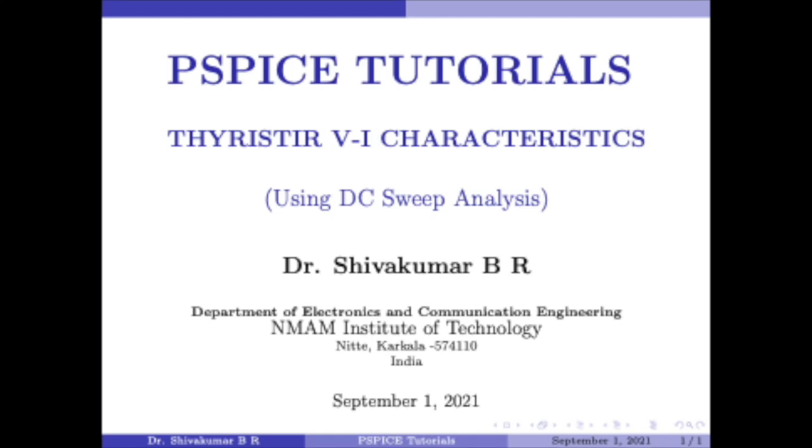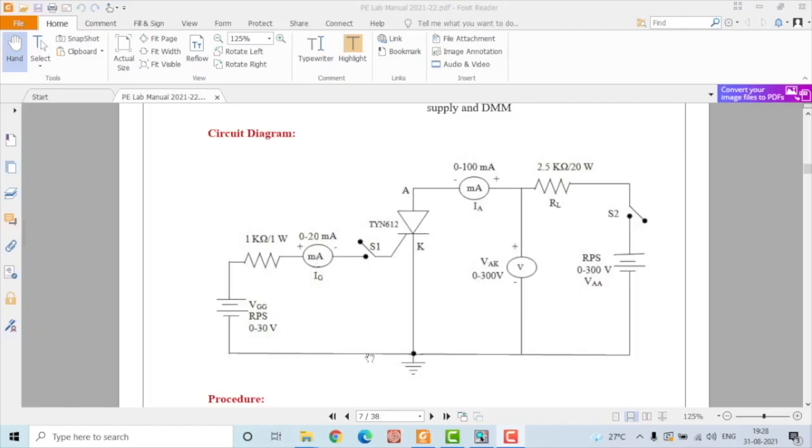In this video, I'm going to demonstrate the VI characteristics of a thyristor using DC sweep analysis. At first, we'll be building the circuit that is shown in the figure here. We have a thyristor, we have two resistors, one across the gate, another one across the anode, two DC supplies, one across the anode to cathode and another one across gate to cathode.